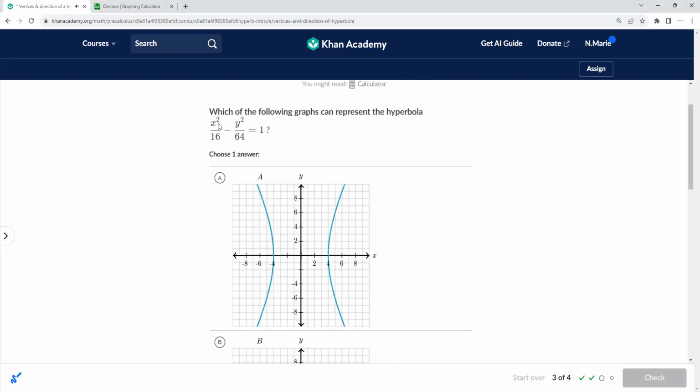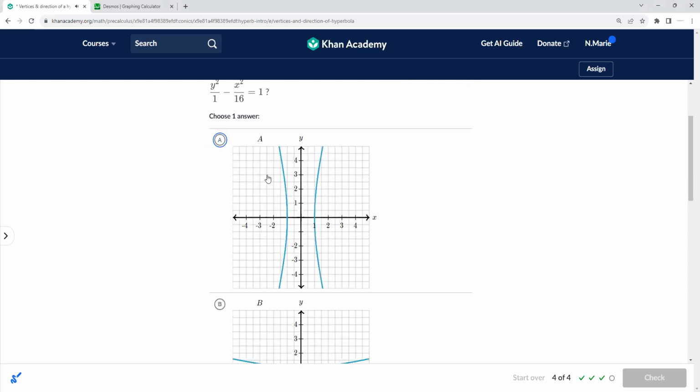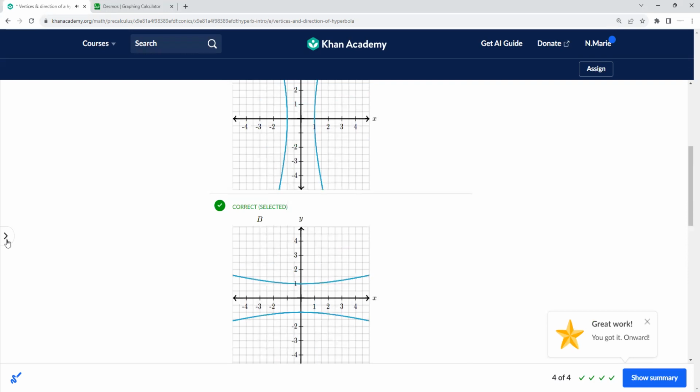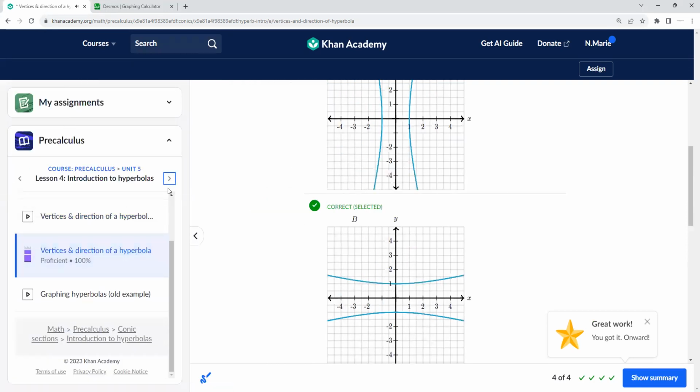And you're pretty much just doing the same. Now the x's come first. So for the x-axis, it needs to be at 4 plus or minus. And this one needs to be up and down at 1. And so you're just matching up the graphs for that. Pretty simple.